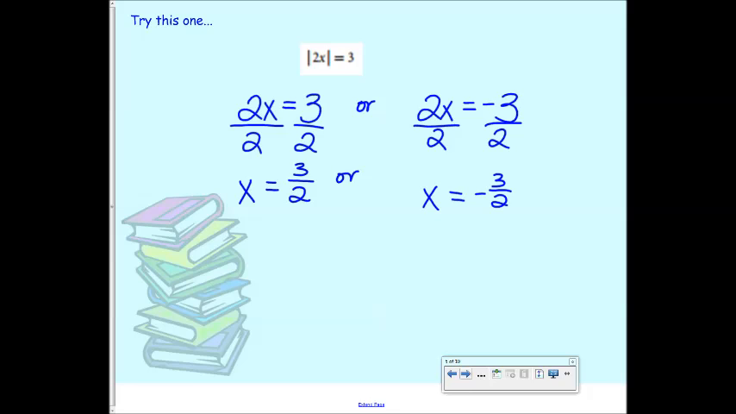You can write those as decimals. If you do write them as decimals, it would be 1.5, negative 1.5, or you can just leave it as a fraction. Either one is fine. I prefer improper fractions because it's less work.